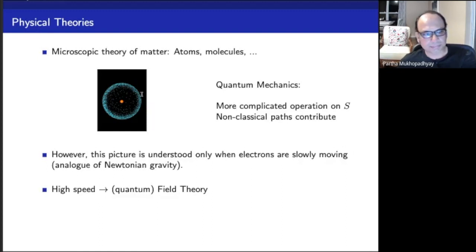So you have an action here, which is a functional of phi of x, where this capital phi I have denoted as the collection of all the fields that are possibly there. So for each particle, there is a field here. For the electron, there is a field. For the proton, there is a field. For the electromagnetic interaction, the electromagnetic field is also present. So collectively, I'm calling that capital phi.